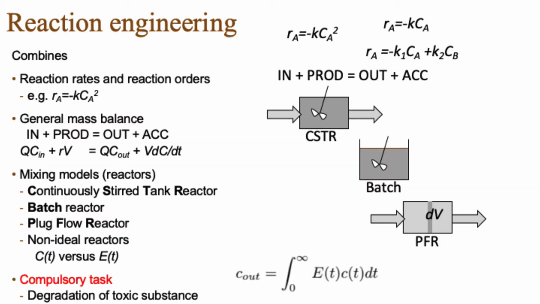In reaction engineering, the student learns to combine reaction rate expressions and the reaction orders with reactor mixing models by writing appropriate mass balances for the system. The mixing models include the continuously stirred tank reactor, CSTR, the batch reactor, the plug flow reactor, PFR, but we also deal with non-ideal reactors and residence time distributions. The compulsory task deals with degradation of a toxic substance.